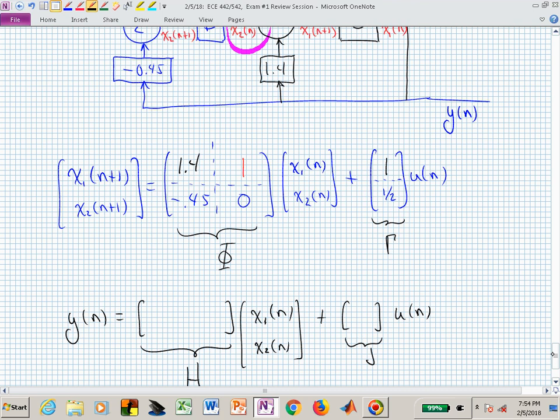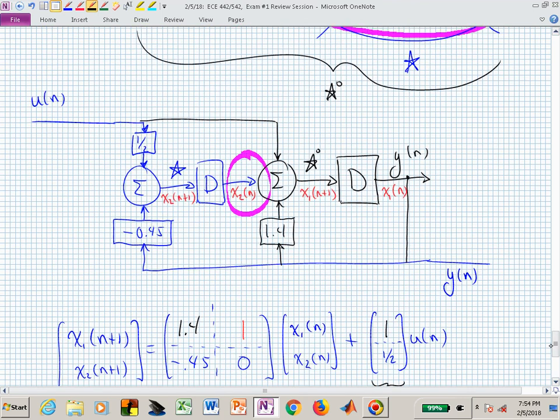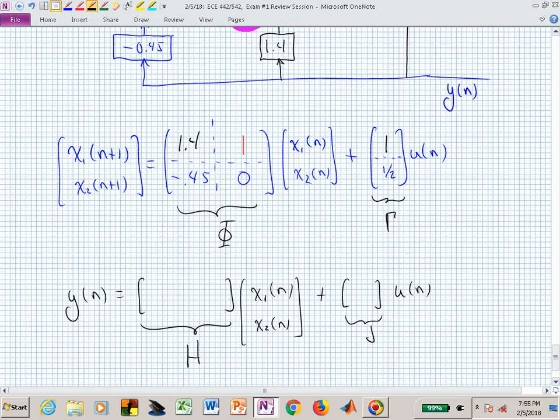How do I populate or put numbers into those 3 blanks? I have 2 blanks in H and 1 blank in J. Now I simply go back to my block diagram and I say, okay, what signals create Y of n? It's just x sub 1. There's no direct connection with the input u, and there's no x sub 2 going in directly to make y. It's just x sub 1 is y. To make that happen, I just say 1, 0, 0.